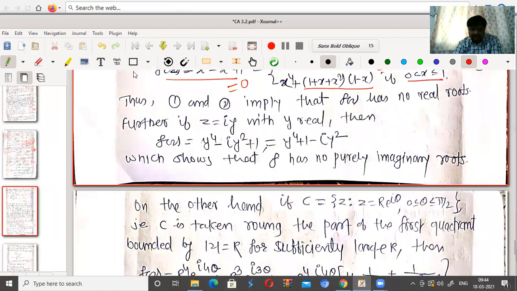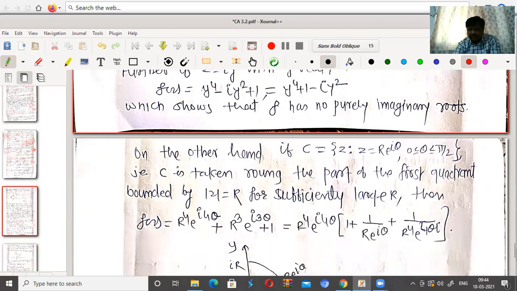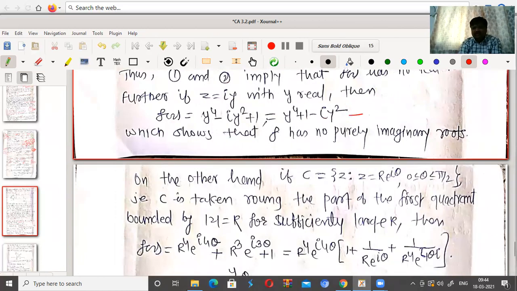Further, if z equals iy with y real, then f of z can be written as y raised to 4 minus iy square plus 1, and with simple calculations you will get y raised to 4 plus 1 minus iy cube, which shows that f has no purely imaginary roots. So there are no purely imaginary roots also.